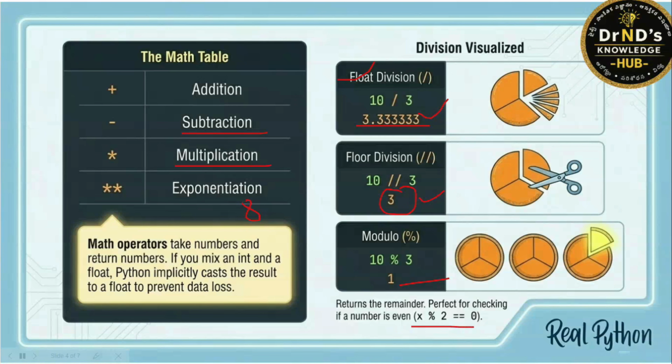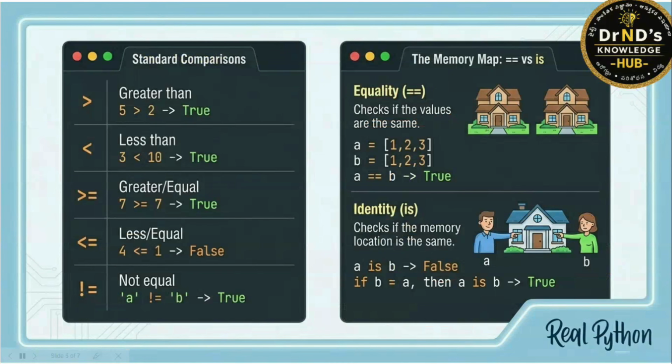One more important point here is, if an integer and a floating point number are used together, Python automatically converts the result into a float. After performing calculations, we often need to compare values. Comparison operators help Python answer questions. The answer is always either true or false. Let's look at the common comparison operators.